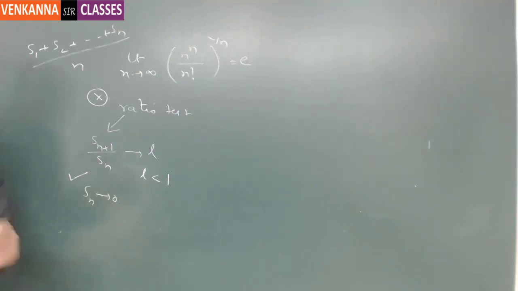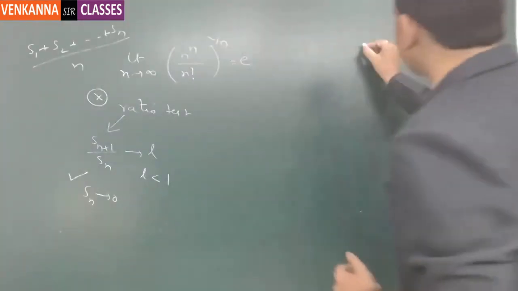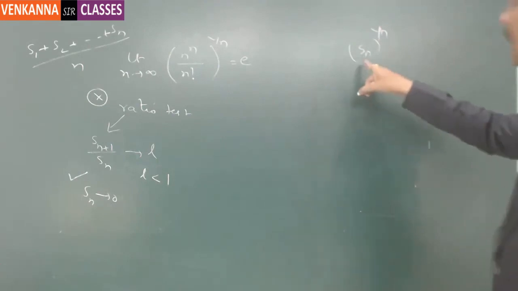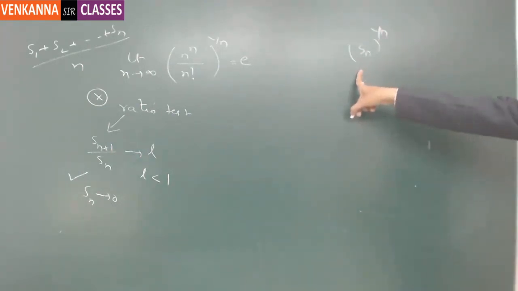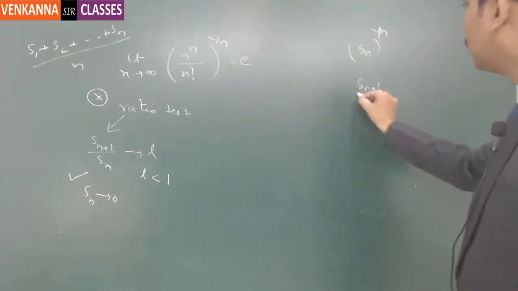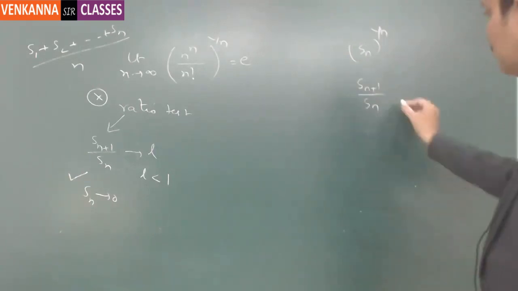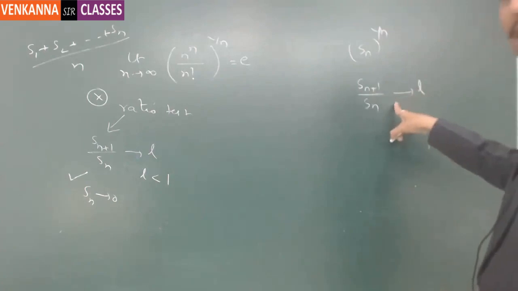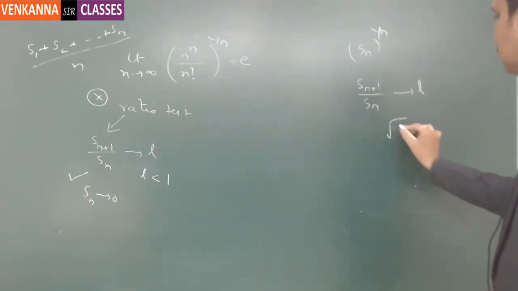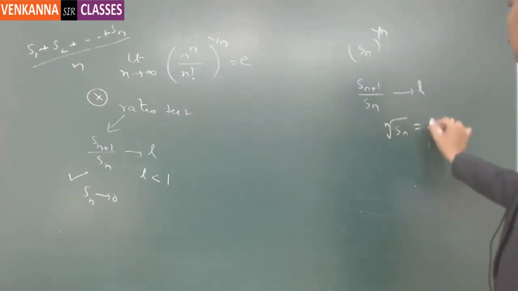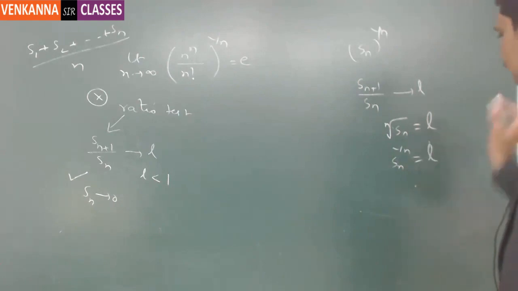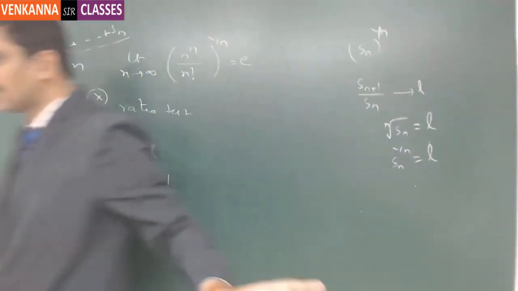Right. That's good. So we are going to use the formula Sn power 1 by n. This is also one of the results from Cauchy's theorem, which states that if you calculate the ratio Sn plus 1 by Sn and the limit is L, then the nth root of Sn is L. In other words, Sn power 1 by n is also L. Accepted all?